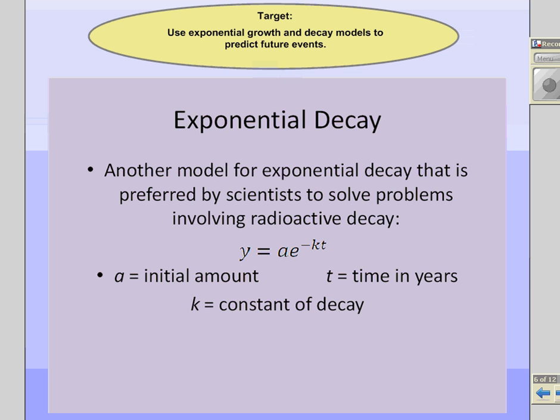And this is exponential decay in a more scientific method. It's using the e number, or the natural base. Another model for exponential decay is preferred by scientists to solve problems involving radioactive decay. It's y equals the initial amount times e to the negative k times t power, where a is the initial amount, t is the time in years, and k is called the constant of decay.